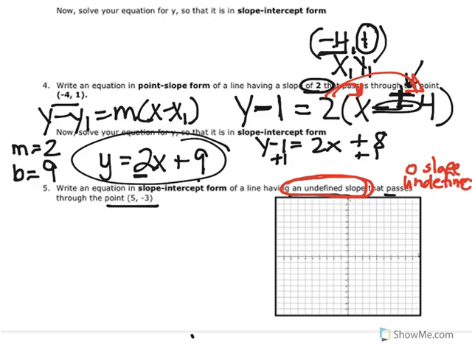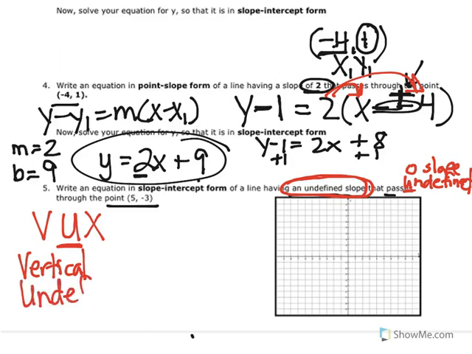And I gave you a little word to help you remember undefined, the one with the U in it, and that is VUX. Undefined. VUX are vertical lines. They have undefined slope, and the equation of the line is always x equals something.